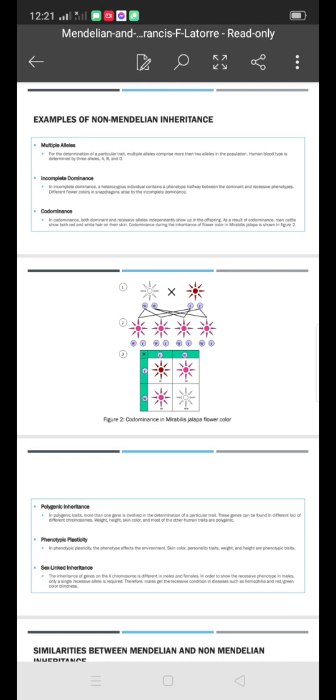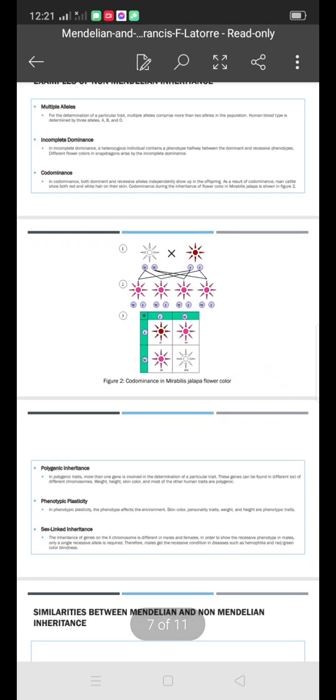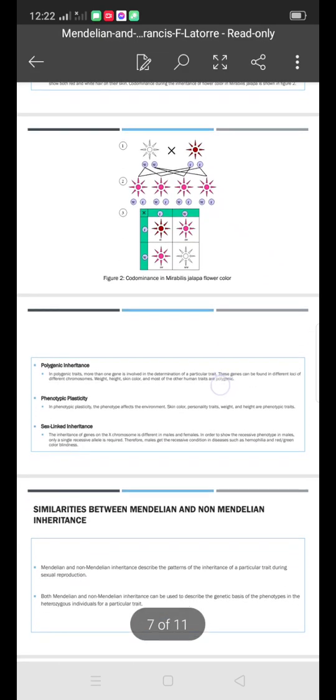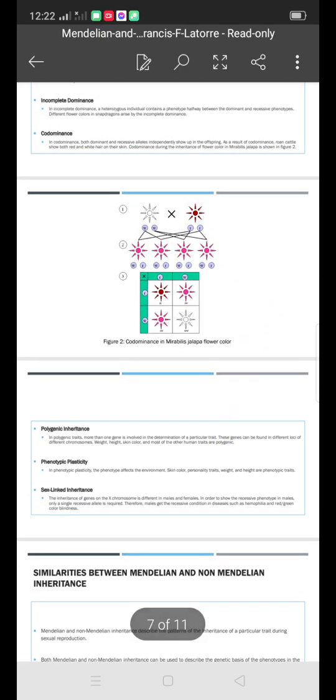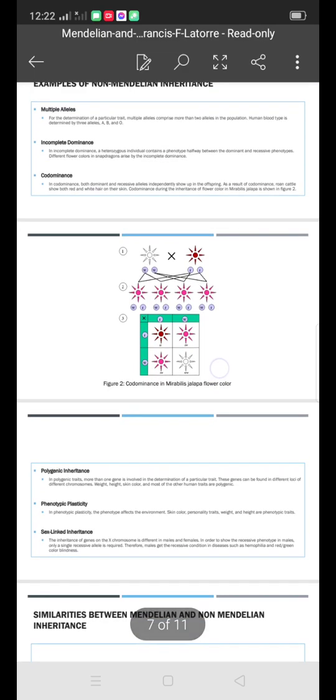In codominance, both alleles independently show up in the offspring. As a result of codominance, roan cattle show both red and white hair on their skin. Codominance during inheritance of flower color in Mirabilis jalapa is shown in figure number 2. This is the image of codominance.